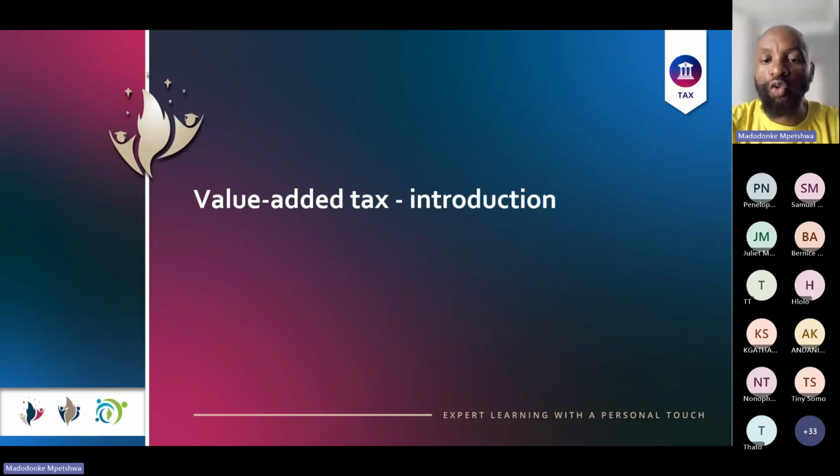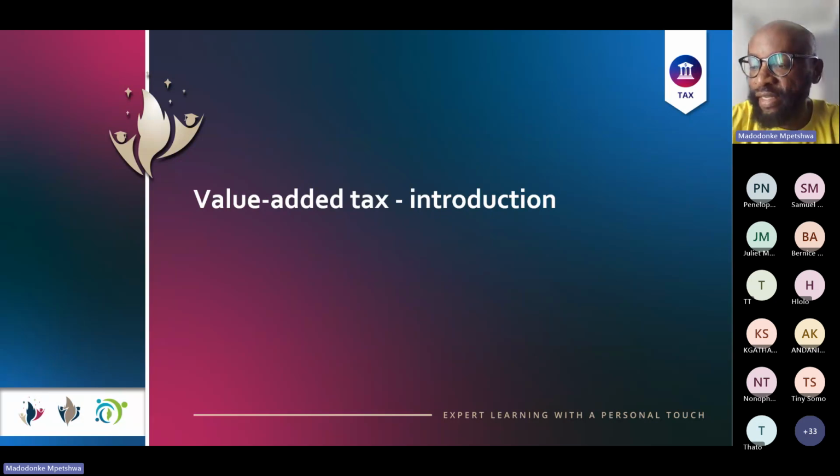All right, because we've got these two massive sections that we need to go through, that's why I'm now jumping from gross income and coming to this side. All right. Now let's look at VAT.